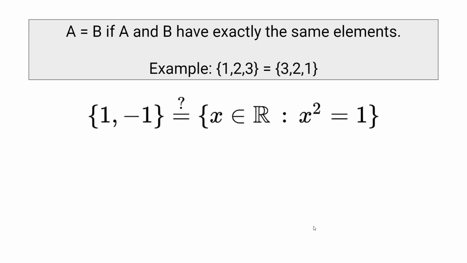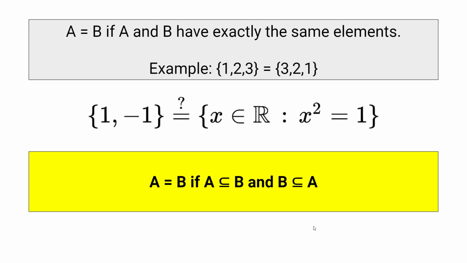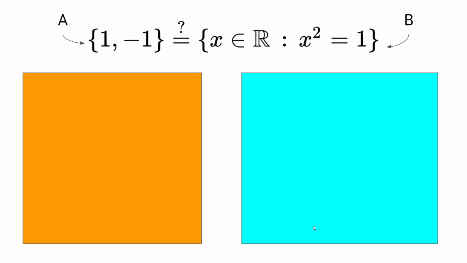So we will say that the set A and the set B are equal if A is a subset of B and B is a subset of A. This makes it a little easier to determine if two sets are equal to each other. For example, in this case, A equals the set {1, -1} is equal to the set B of all x in the real numbers such that x squared is equal to 1.